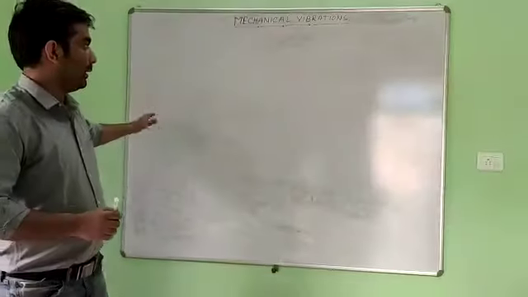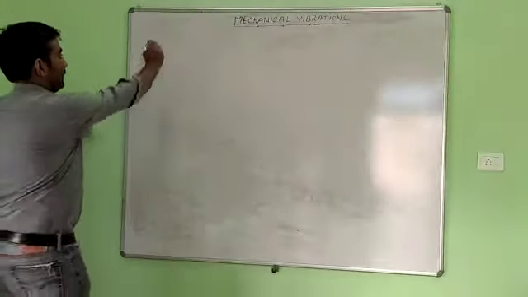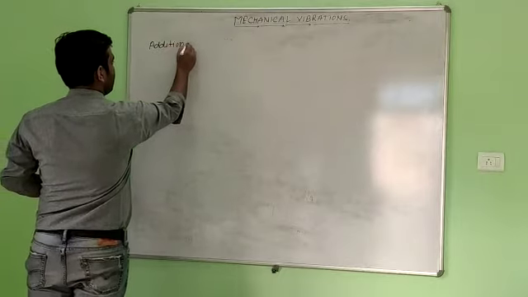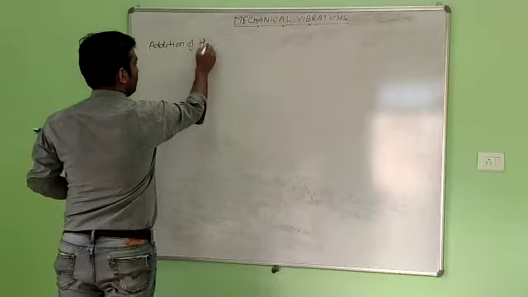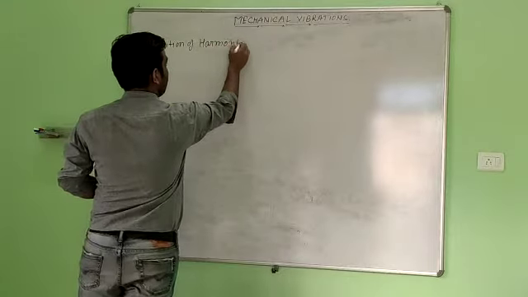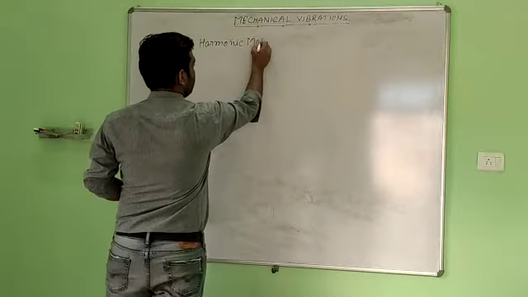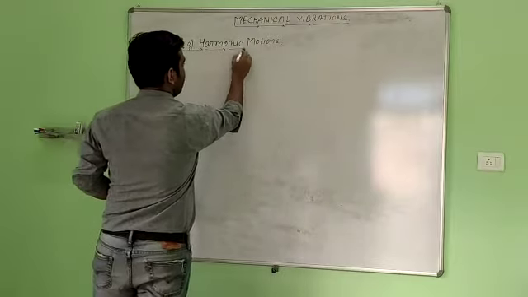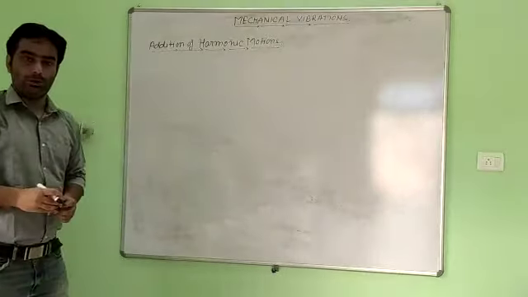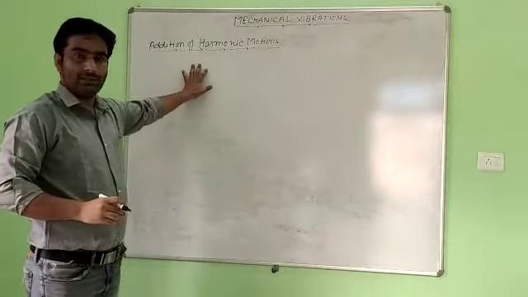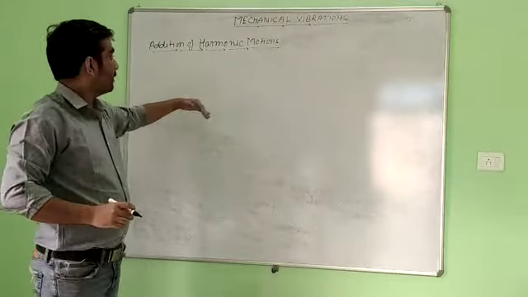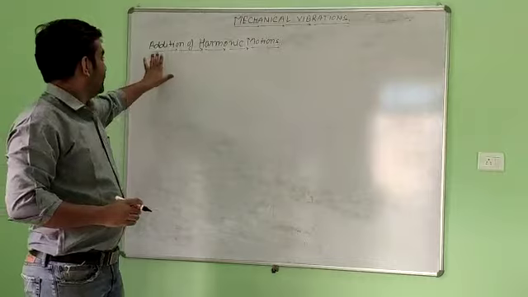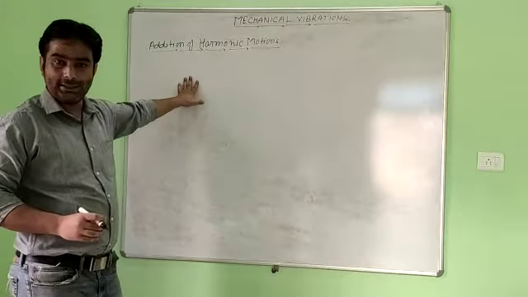Today we are going to start a new topic, that is addition of harmonic motions, or superimposition of harmonic motions. Addition of harmonic motions means if we have two harmonic motions, then what will be the resultant of these two harmonic motions. In this topic we are having two cases.